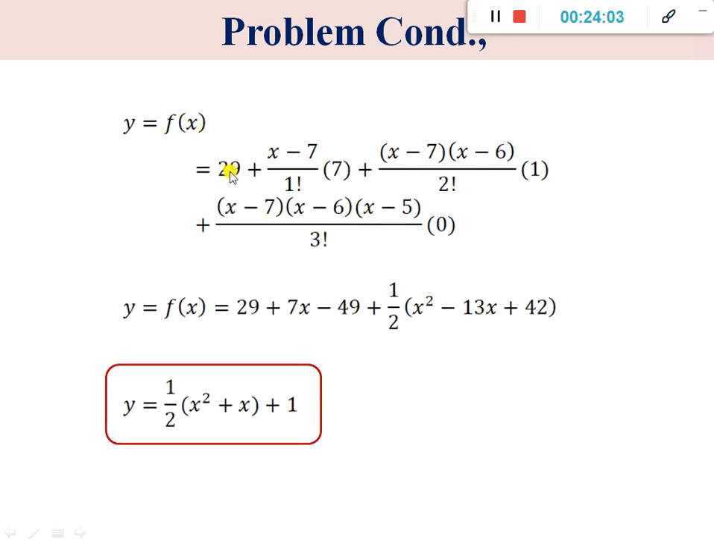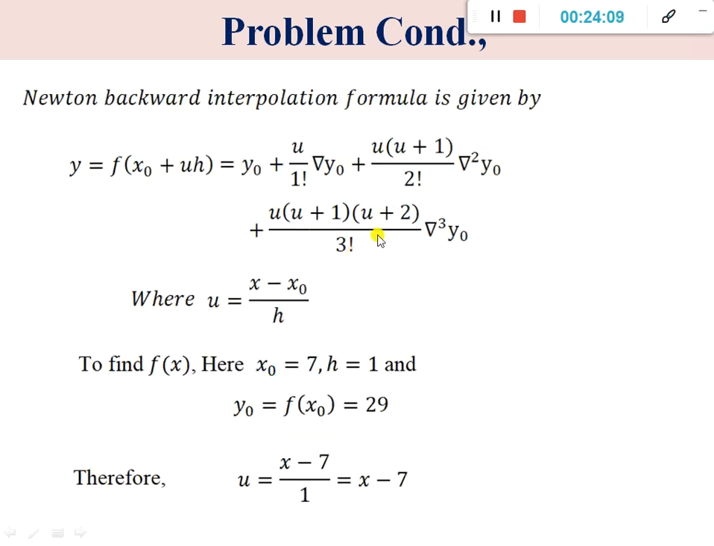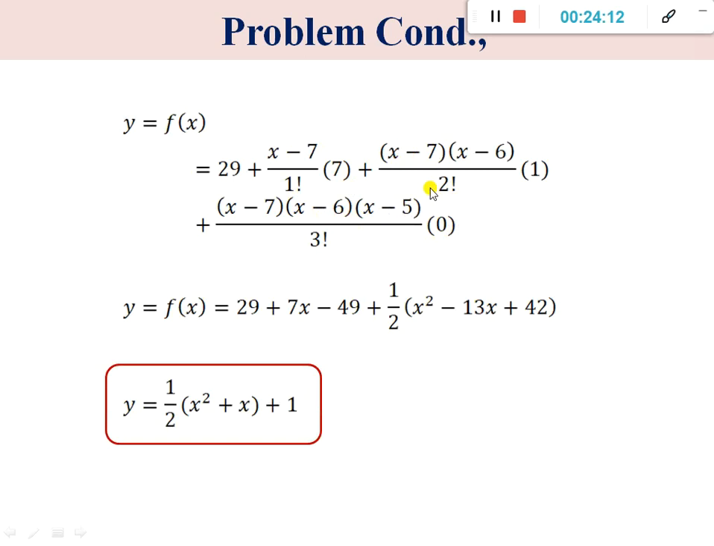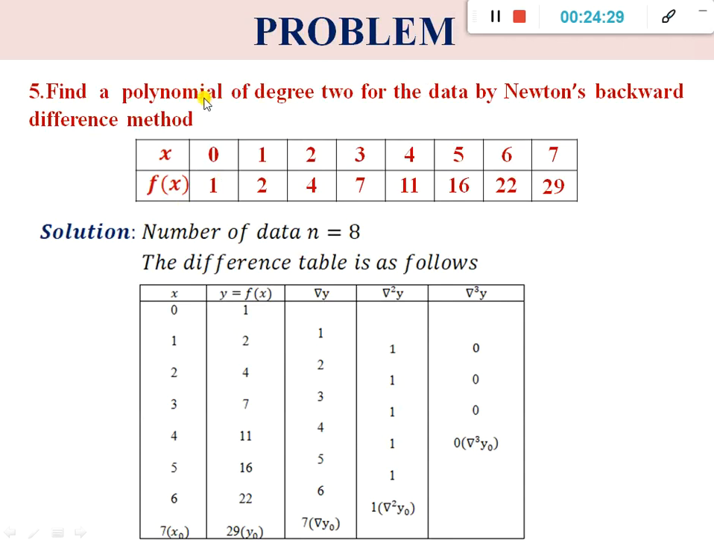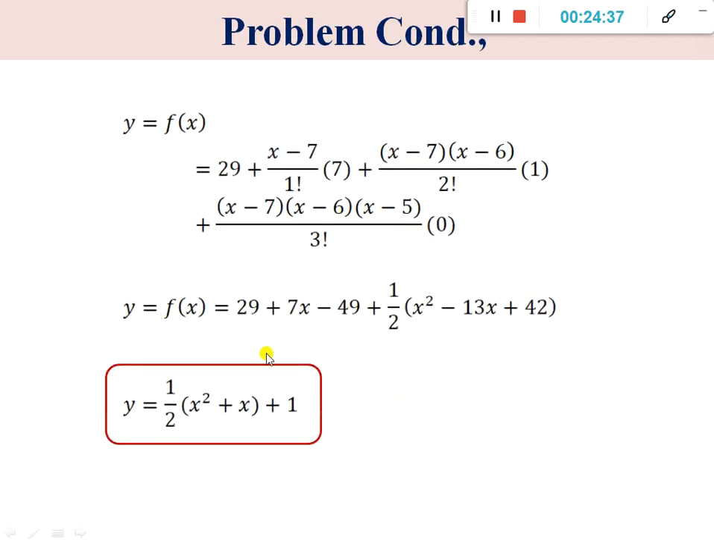So y is equal to f of x, we are going to substitute all those values in the previous formula. I will get this structure. After simplifying, this gives y is equal to 29 plus 7x minus 49 plus half times this particular term. So this simplification gives y is equal to half into x square plus x plus 1. What are they asking to find? Find the polynomial of degree 2. They have not given any other x value. So this is the corresponding polynomial of the given problem. Thank you.